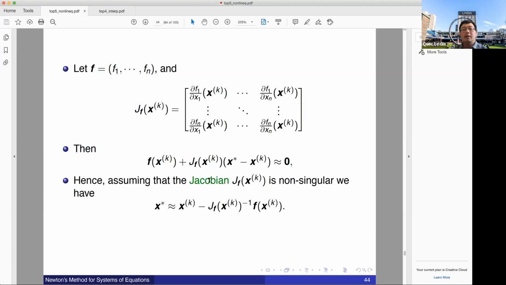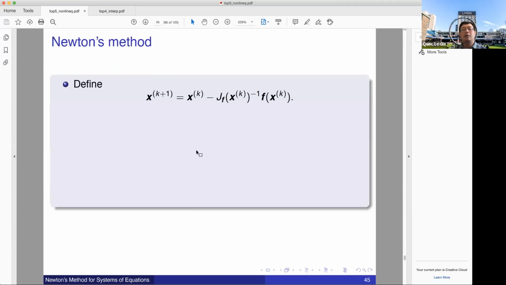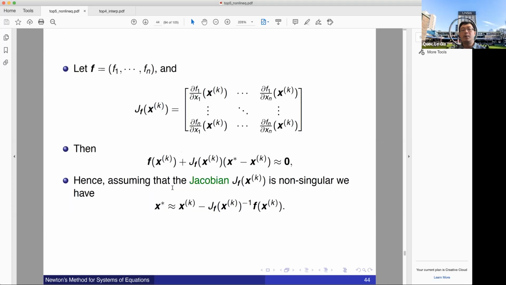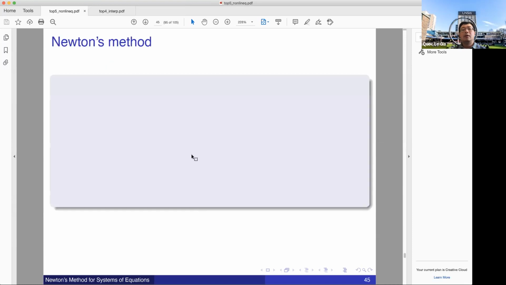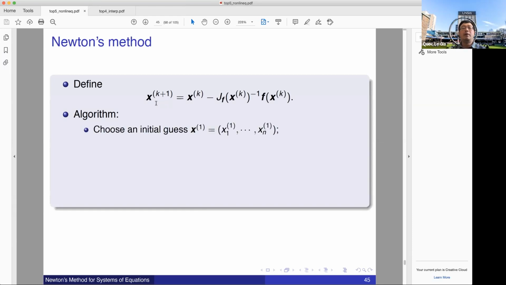Now, if you assume that this matrix is non-singular, then you can have an inverse, and you can solve this equation. You move F to the right, you take the inverse, and then you can rewrite x star as this expression. And then this gives you the Newton method for multivariate variables. Before, it's approximate, so this one approximates the solution x star. If you do iteration k plus one, k plus two, then you get the Newton method for the multivariate case.